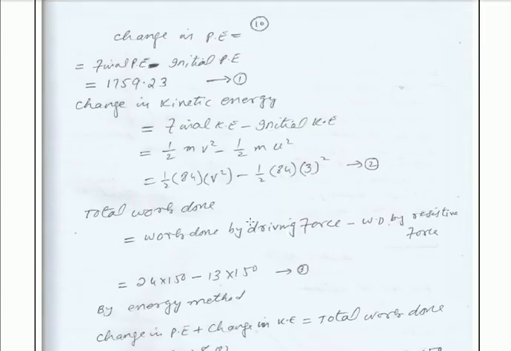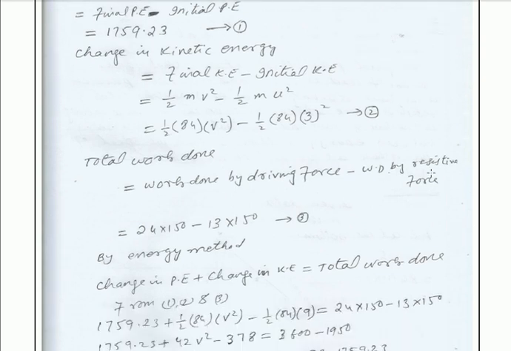Now, the change in potential energy is final PE minus initial PE, which is equal to 1759.23. We know that the change in kinetic energy is equal to final kinetic energy minus initial kinetic energy. By putting in the values, the final velocity is V and the initial velocity of the athlete is 3. After simplification, the total work done is the work done by the driving force minus the work done by the resistance force. The work done by the resistive force is equal to 13 times 150, and the work done by the driving force is equal to 2415 after simplification.